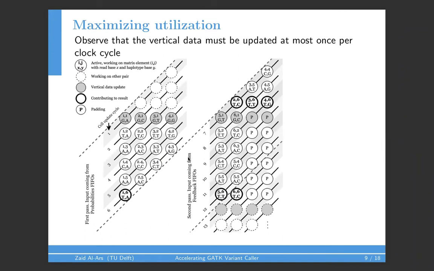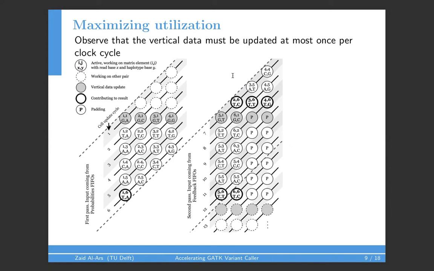The figure here shows how we are able to calculate a 6x6 matrix using a 4-element systolic array. The figure shows that in order to calculate this matrix, we have to run the calculation in 2 passes. The first pass calculates a 4x6 entries of the matrix, and the second pass calculates the final 2 entries of that matrix, which means that 2 systolic array elements will be idle.